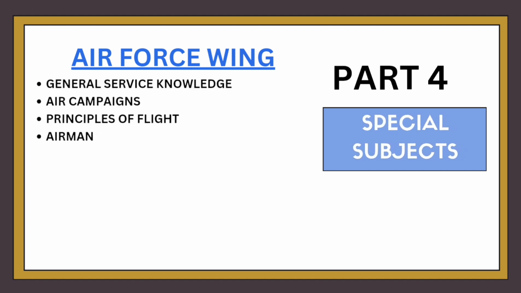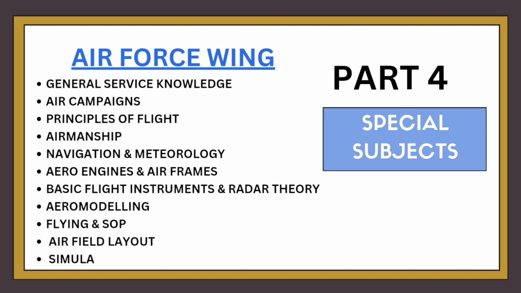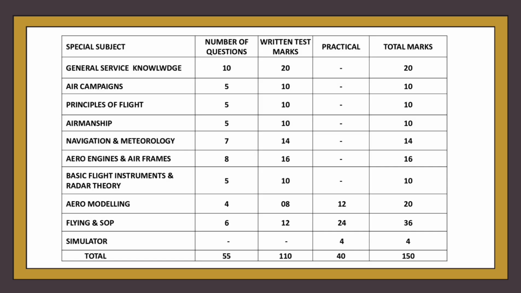For the Air Force wing, this is the list of special subjects asked in Part 4. It includes general service knowledge, air campaign, principle of flight, airmanship, and all these are important specialized subjects. The subject distribution will include general service knowledge with 10 questions of 20 marks. Air campaign will have 5 questions of 10 marks. The principle of flight 5 questions of 10 marks. Airmanship 5 questions of 10 marks. And you can thoroughly read about all these subjects.